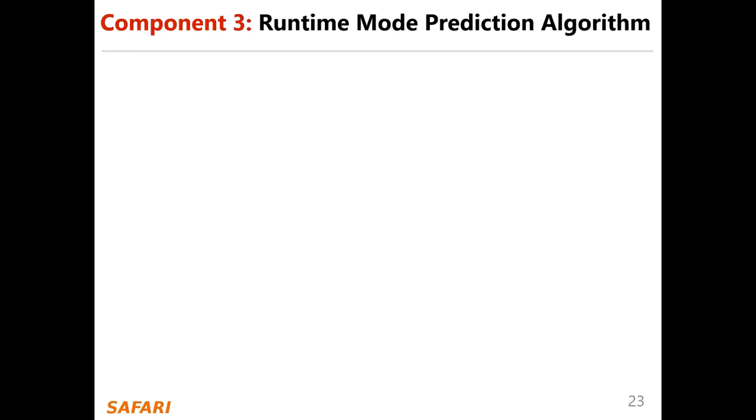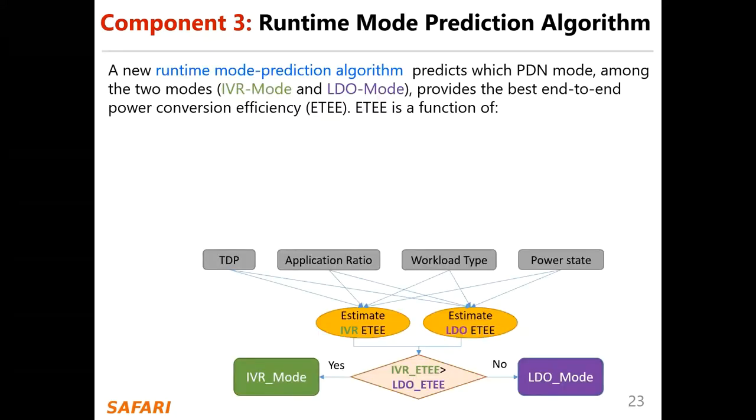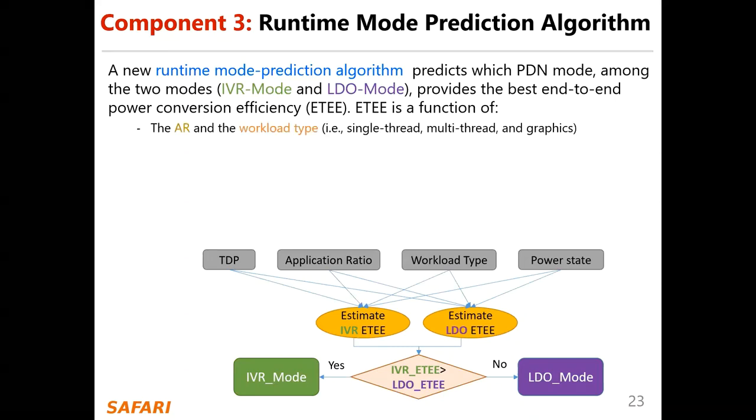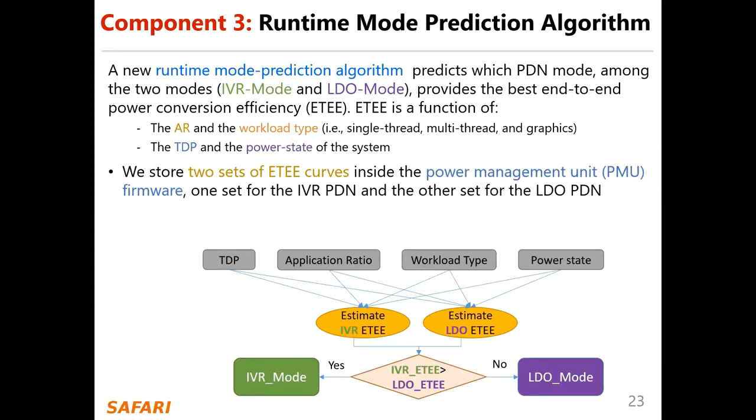The final component is a runtime mode prediction algorithm. A new runtime prediction algorithm predicts which PDN mode among the two modes, IVR mode and LDO mode, provides the best end-to-end power conversion efficiency. The end-to-end power conversion efficiency is a function of the application ratio and the workload type, the TDP and the power state of the system. We store two sets of end-to-end efficiency curves inside the power management unit firmware, one set for IVR PDN and the other set for the LDO PDN. The PMU firmware estimates each of the input parameters at runtime.